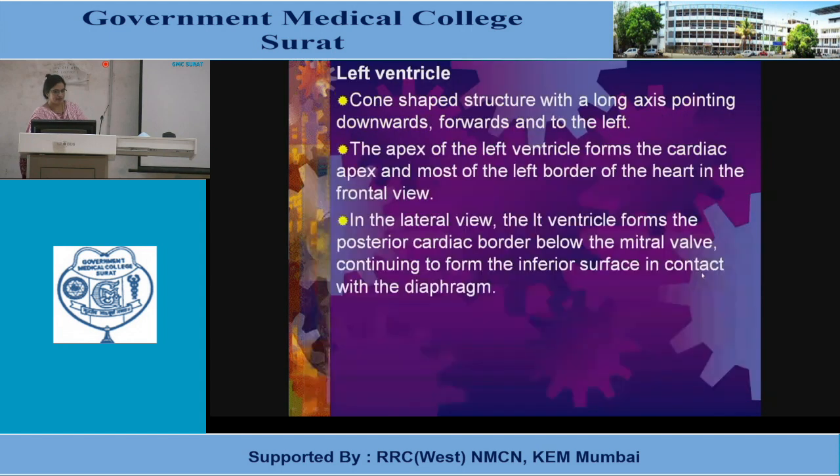Now, the left ventricle. It's again a cone-shaped structure with a long axis pointing downwards, forwards, and to the left. The apex of the left ventricle forms the cardiac apex. So, how is the apex of the heart formed? It is formed by the left ventricle apex. And most of the left border in the frontal view is formed by the left ventricle.